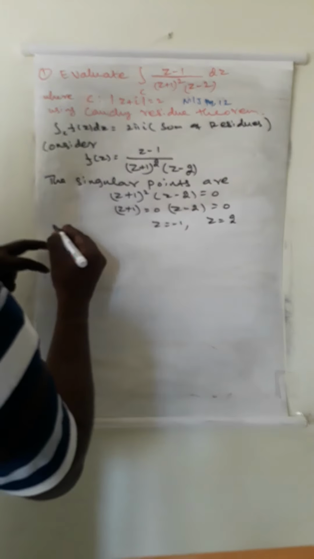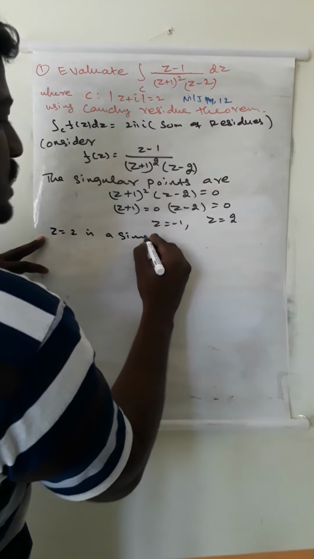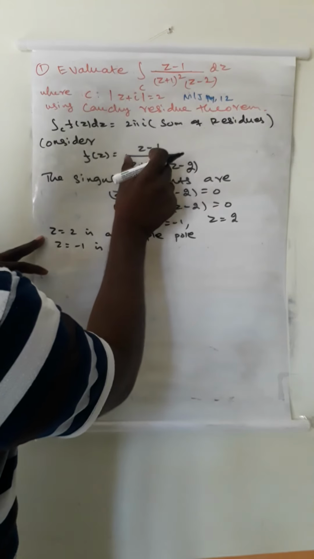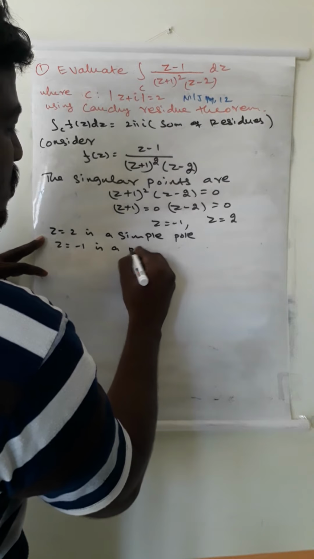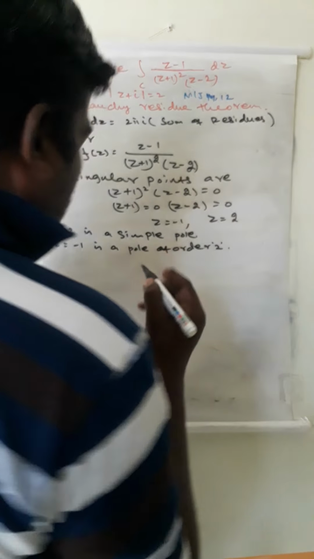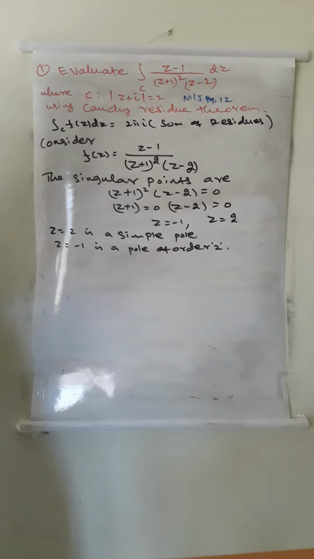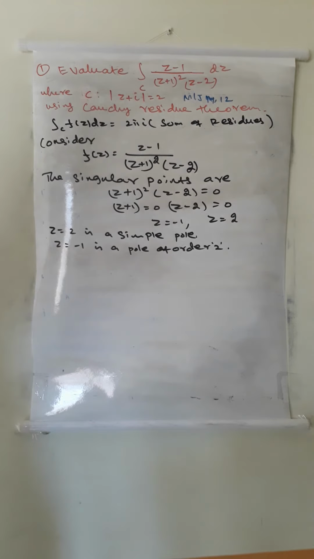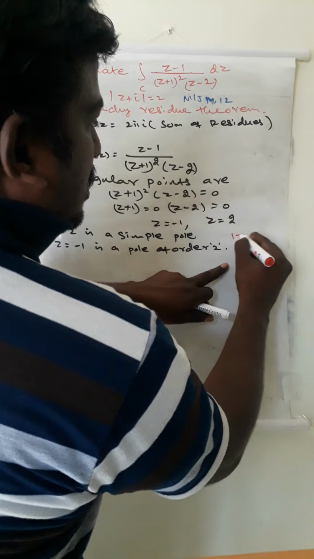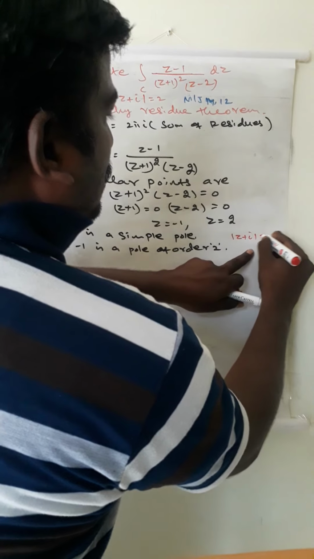So z equal to 2 is a simple pole, because the power of the bracket is 1. The next one, z equal to minus 1, is a pole of order 2, because the power of the bracket is 2. Now I have to find which poles lie inside and which lie outside. How do you check it? Very simple way: consider the circle modulus of z plus i equal to 2.